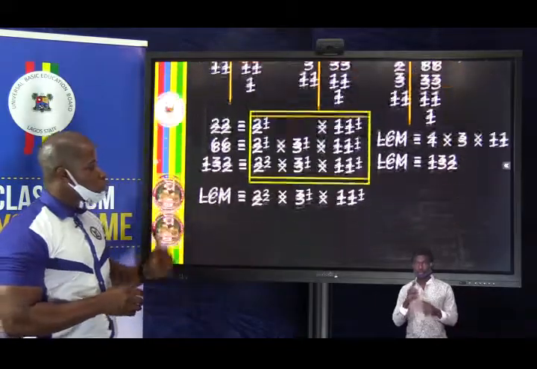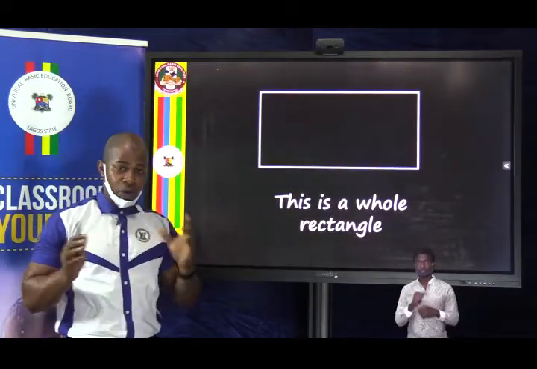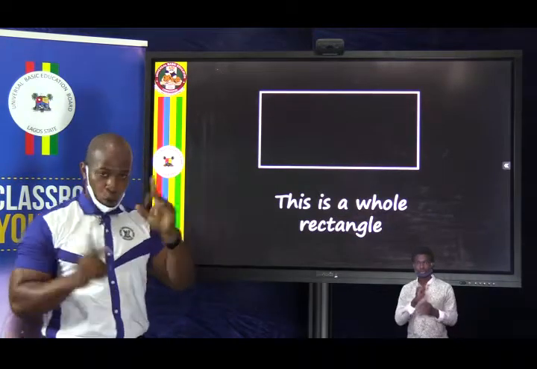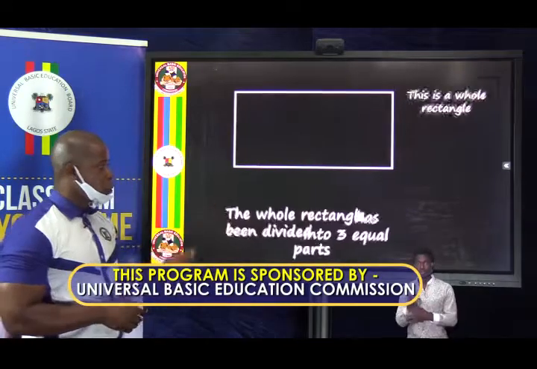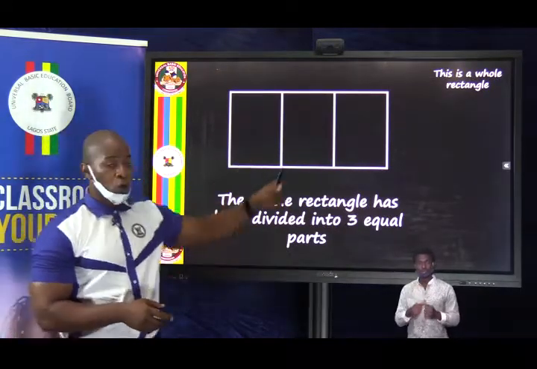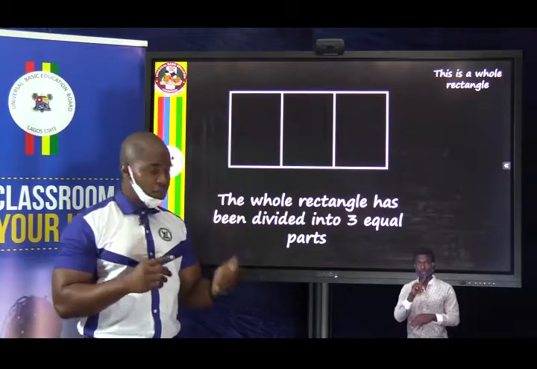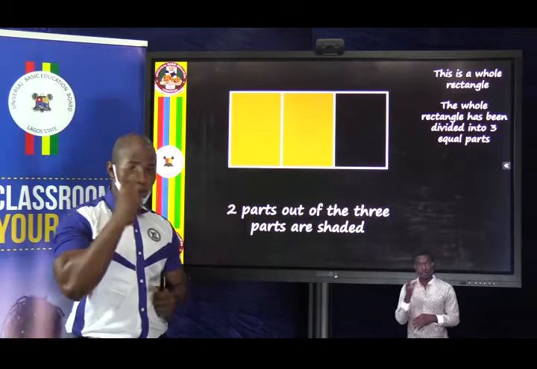Now moving on to the work that we want to do today. Here I have a rectangle. It is a whole rectangle, one whole. You know, I can share this into different parts. I'm going to divide it into 3. Now, each part is called 1/3. Now, I'm going to color 2 of the parts, and that means I've colored 2/3.